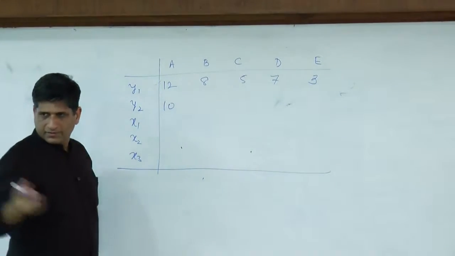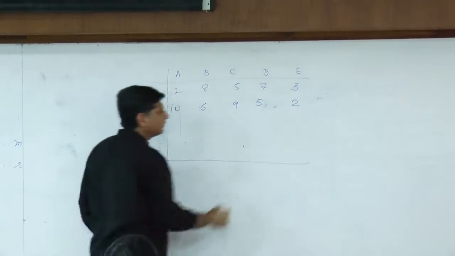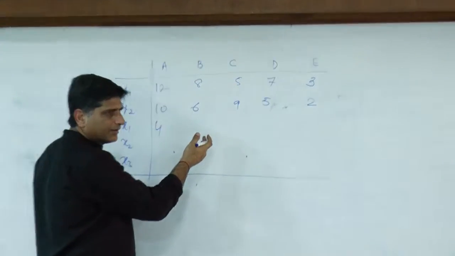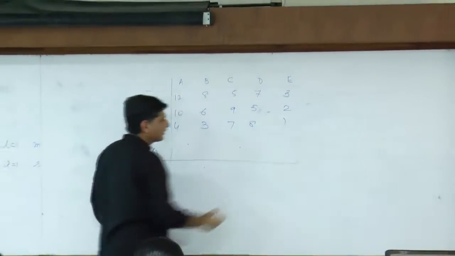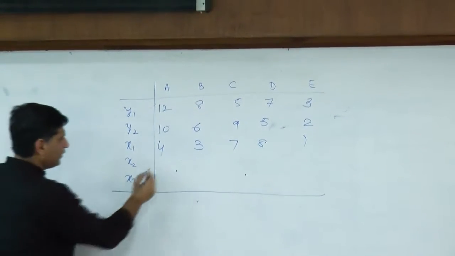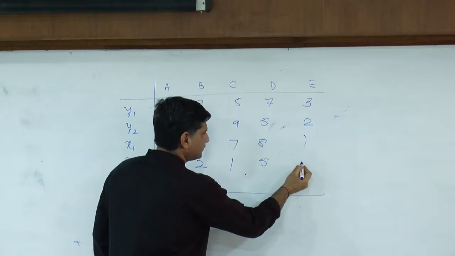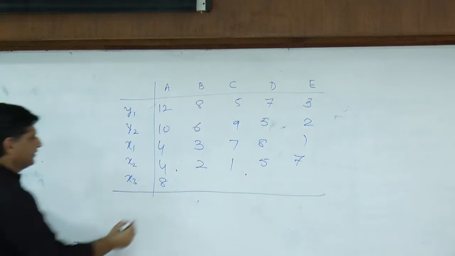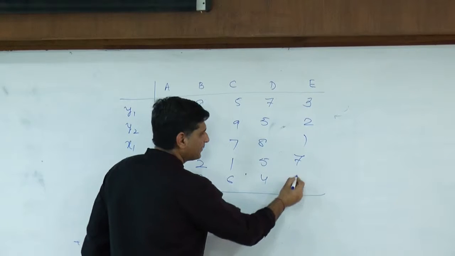10, 6, 9, 5, 2, 4, 8, then 3, 7, 8, 1. Let's keep going. 2, 4, 1, 2, 1, 3, 5, 3, 7, 8, 9, 6, 4, last 1, 2, 4.